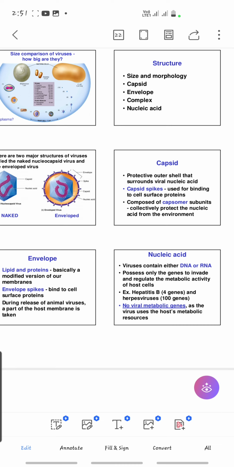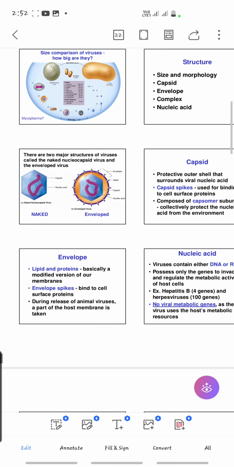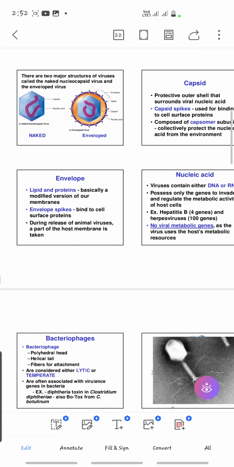But remember, sometimes viruses do not contain or do not even have DNA or RNA. So not all the time do viruses have their own DNA or RNA. Okay? Remember that one. If you have questions and clarifications, you can ask me in our GC.